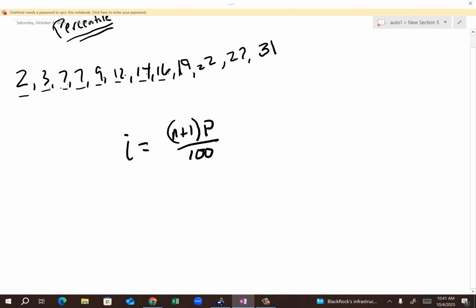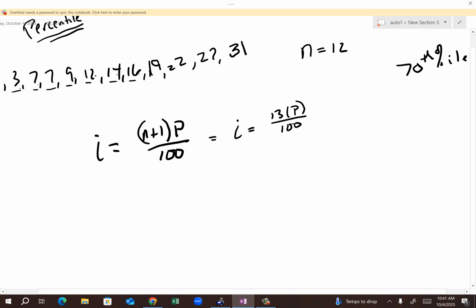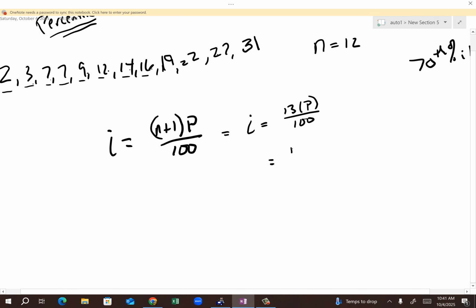So in our case, it's 1, 2, 3, 4, 5, 6, 7, 8, 9, 10, 11, 12. N equals 12 for us. So in our problem, i is going to equal 13 times whatever the percentile I'm looking for is, divided by 100. Let's say you want the 70th percentile. I'm just going to go 13 times 70 over 100. Of course, Cosette says, Groom, couldn't you just do 13 times 0.7? Yes, dear, good job. Either way, that's 9.1. That's the 9.1th term.